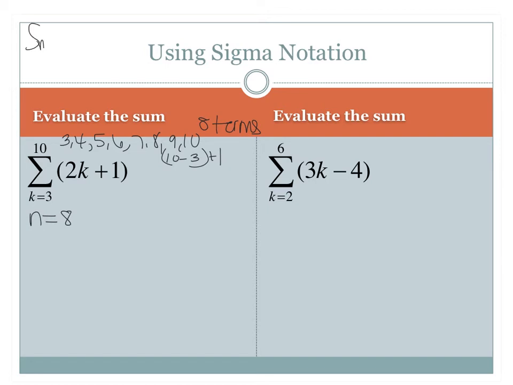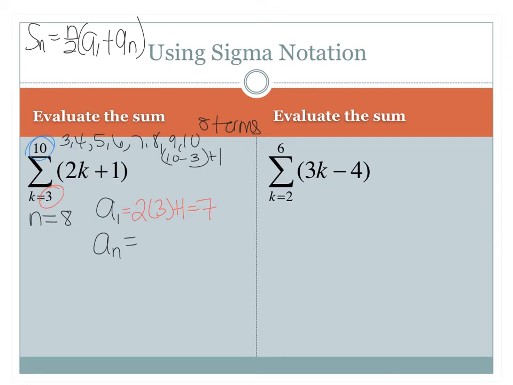Let's look at our formula again. What other information do I need to know? I need to know the A1, my first term. So what am I going to plug in to find that first term? Plug in 3. So 2 times 3 plus 1, 7. What else do I need to know? My last term, which I'm going to plug in what? The 10, right? The last term is 10, so it's 2 times 10 plus 1, which is 21. So I plug in the top number for k to find my last term.